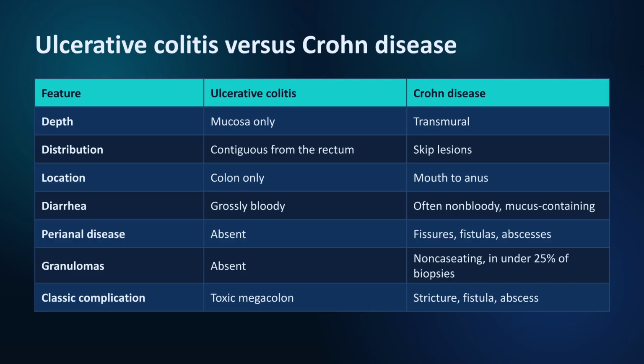This table is worth memorizing. Read down the 2 columns. Depth. Ulcerative colitis is mucosa only. Crohn is transmural. Distribution. Ulcerative colitis is contiguous from the rectum. Crohn produces skip lesions. Location. Colon only versus mouth to anus. Diarrhea. Grossly bloody versus often non-bloody and mucus containing. Perianal disease. Absent in ulcerative colitis. Fissures, fistulas, and abscesses in Crohn. Granulomas. Absent versus non-caseating in under a quarter of biopsies. And the classic complication, toxic megacolon versus stricture, fistula, and abscess. Around 10% remain unclassified at diagnosis, and that is an honest answer.